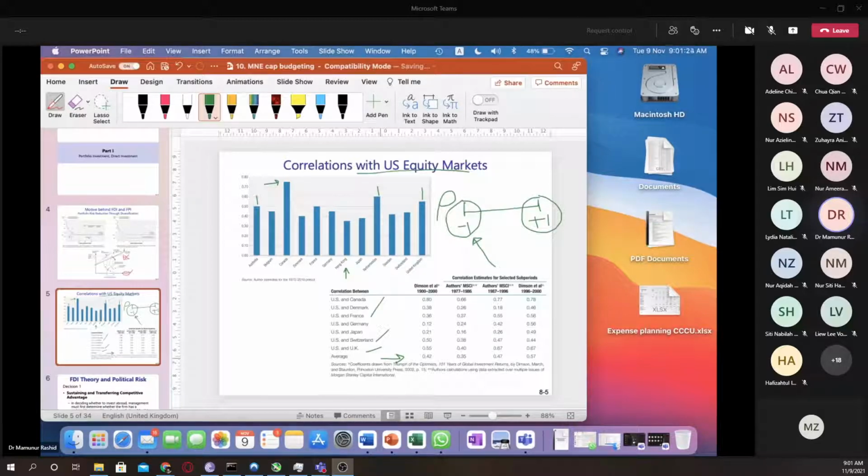Especially if you are investing in the Canadian market, you are taking the highest risk, because US and Canadian markets move together, almost together, 80% correlated. So if anything happens to the US market, immediately the Canadian market will be affected. So your investment would be facing a lot of risk.